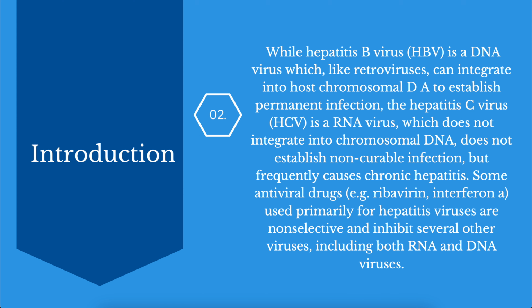Hepatitis B virus, HBV, is a type of DNA virus that, similarly to retrovirus, can integrate itself into the host chromosomal DNA to create a lasting infection. In contrast, hepatitis C virus, HCV, is an RNA virus that does not integrate into the chromosomal DNA, resulting in a non-curable infection. However, it often leads to chronic hepatitis. Certain antiviral medications such as ribavirin and Interferon-alpha, commonly used for hepatitis virus, lack specificity and inhibit various other viruses, including both RNA and DNA types.